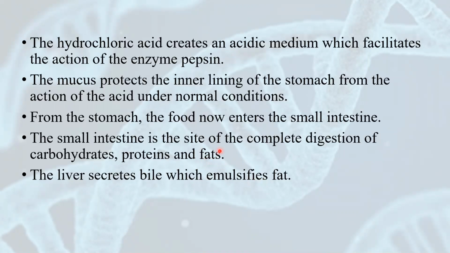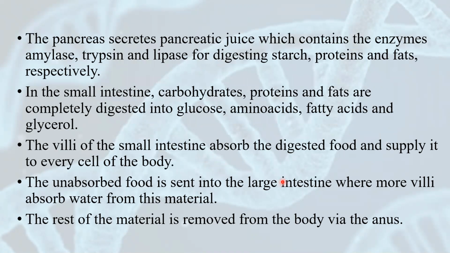Now how are they broken down into smaller molecules? They are broken down with the secretion of bile. Bile juice is secreted from the liver. Liver secretes bile and this bile is responsible for breaking down the fat molecules so that it is easy to digest it. Along with that, the pancreas secretes pancreatic juice. Pancreatic juice contains enzymes such as amylase, trypsin and lipase.